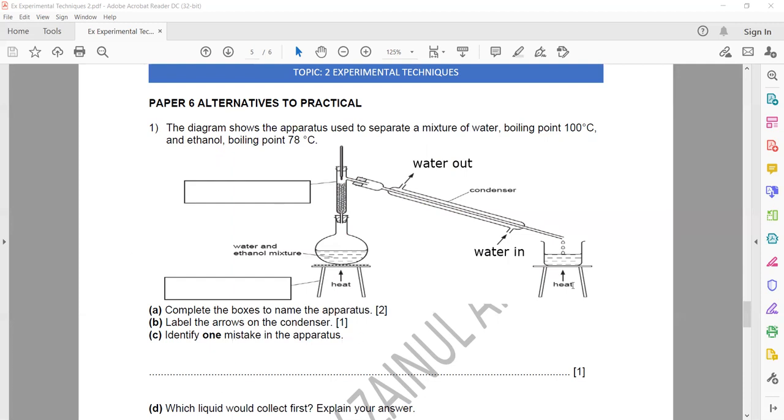Identify one mistake in the apparatus. So what is the mistake in this apparatus? As you can see, a student is heating the distillate as well. He should not heat this part. So heating the distillate, or heating of the collecting beaker, that's also right. So heating the distillate or the collecting beaker, that is the right answer.